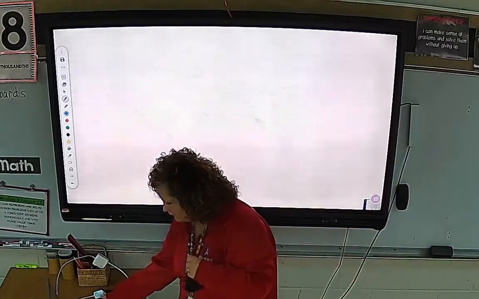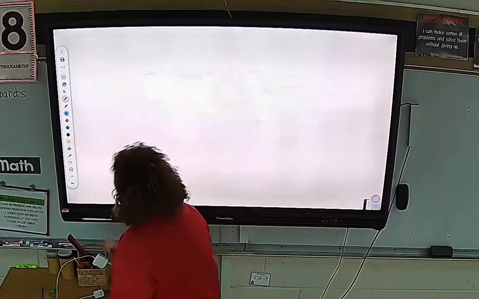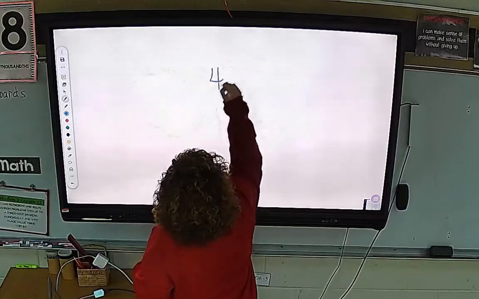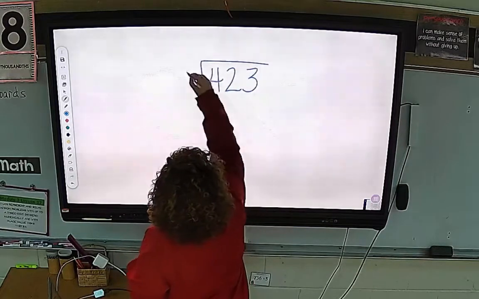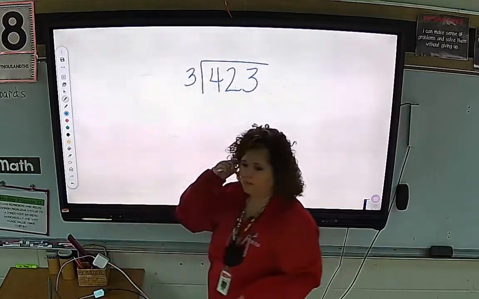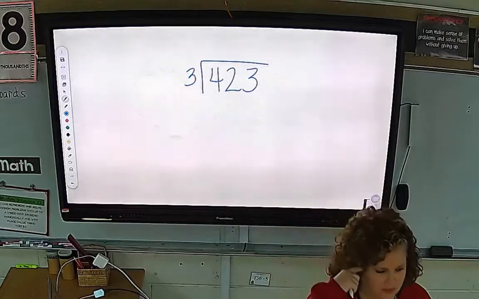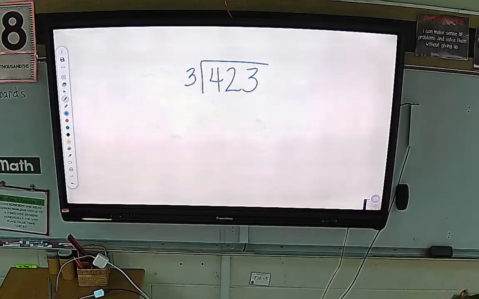And so our first one to practice, 423 divided by 3. Now, because we have worked on some of these just like this, I'm going to let you work this one, and then we'll check it. Okay? I want you to try and get started and see what you can do. There's no zeros.